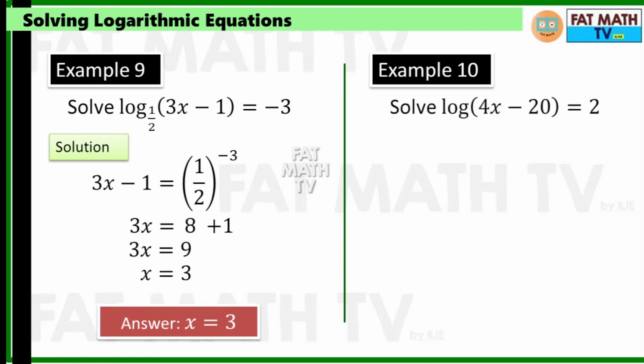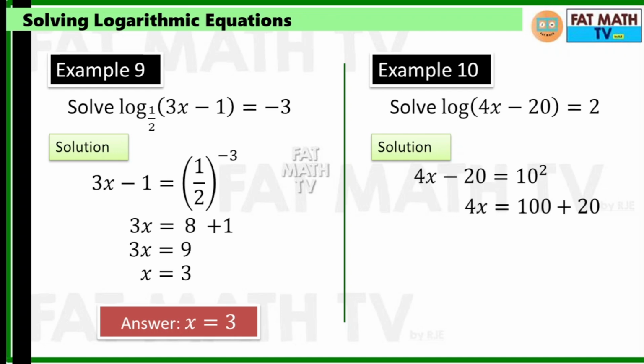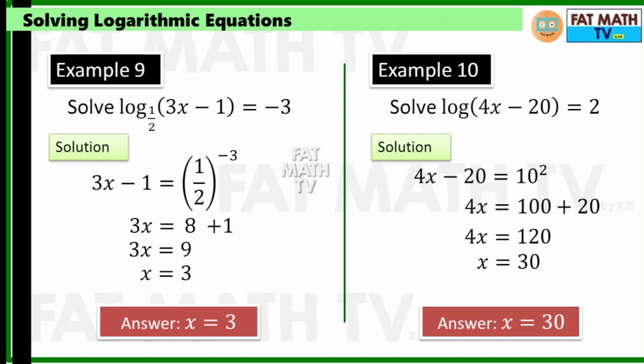Number 10. Logarithm of 4x minus 20 equals 2. We don't see any base here, so the base is 10. This is a common logarithm. So the exponential form of this is 4x minus 20 equals 10 squared. 10 squared is 100, so plus 20, that is 120. Divide both sides by 4, you will get x equals 30. So the answer is x equals 30. If x is 30, you will have 4 times 30, that's 120. Minus 20 is 100. Logarithm of 100 is indeed 2.